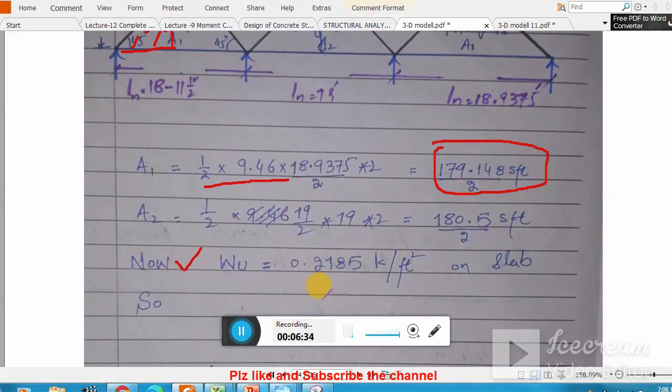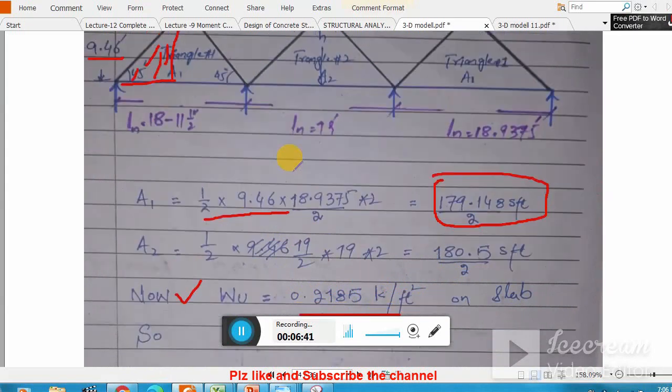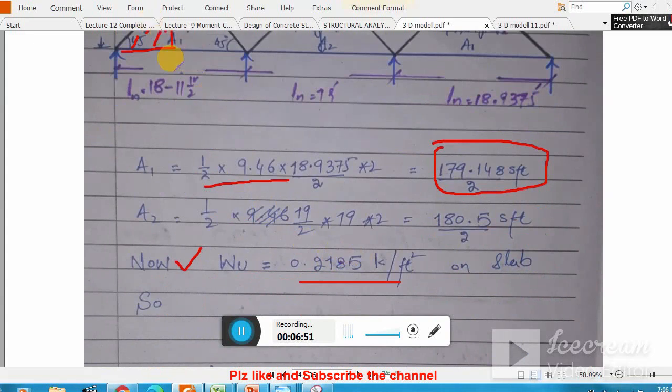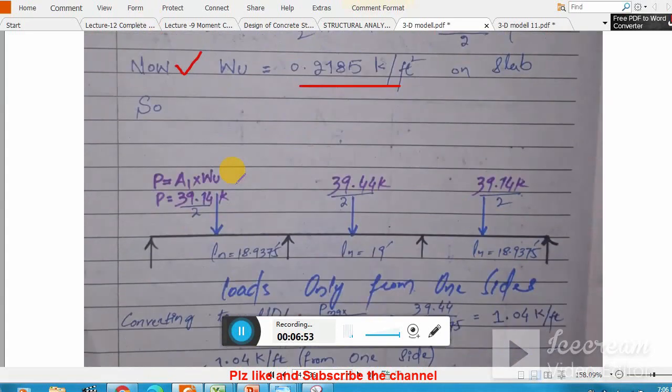Now WU, which is the distributed load, we already calculated in lecture number 2, so that is the slab weight. If you are interested in how much load will be applied by this triangle, you need to multiply that load with the area of that triangle. So you get P, the concentrated point load, A1 times WU. You calculated A1, that is 39.14, and divided by 2, you have to multiply it with the WU.